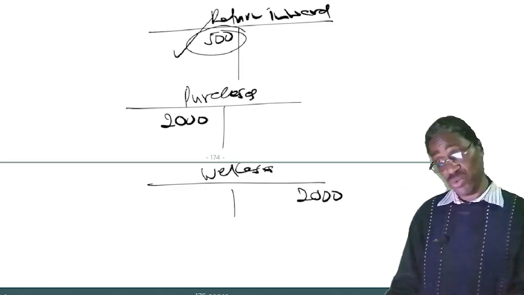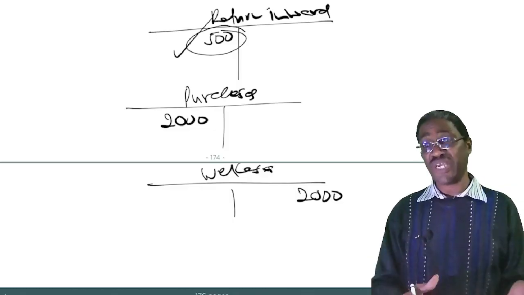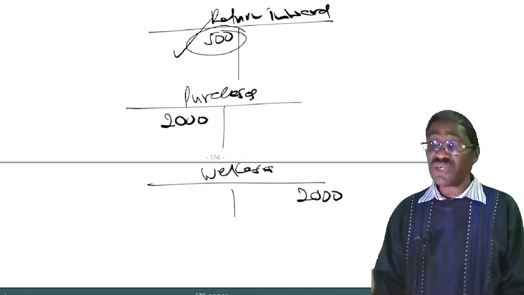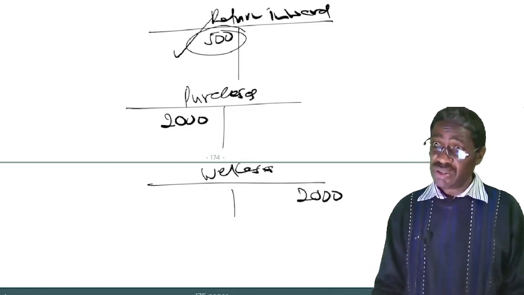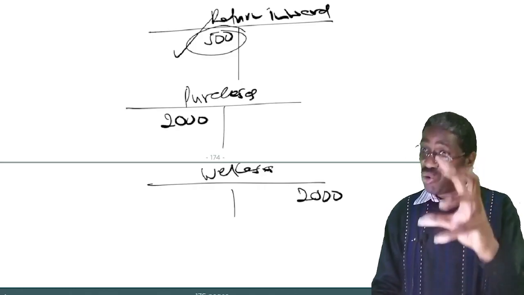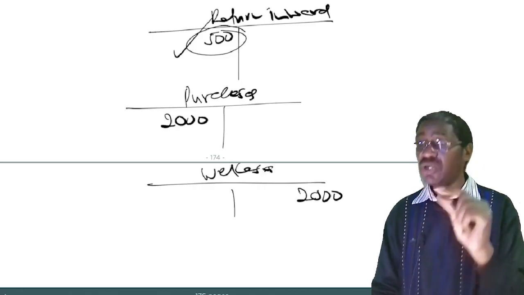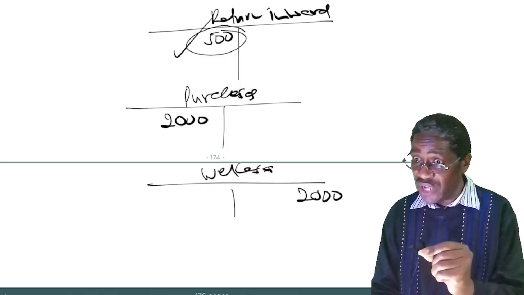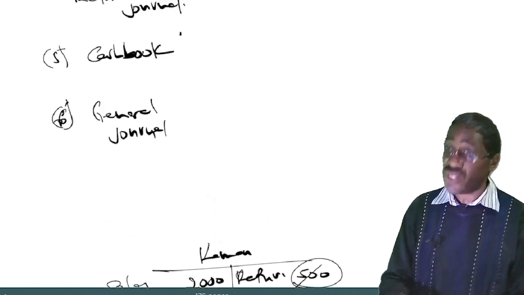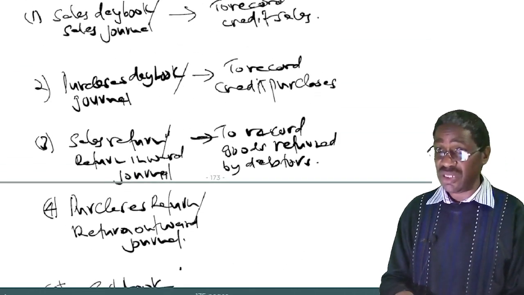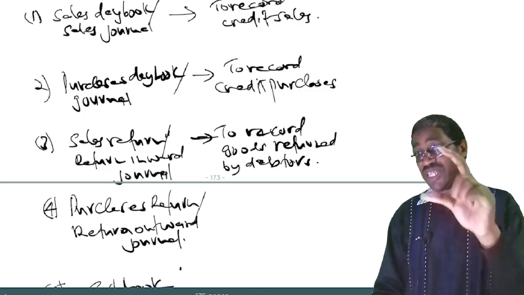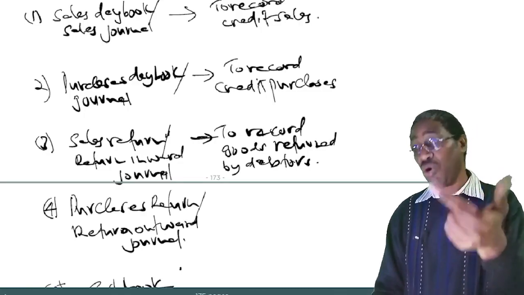But of course I know, listen, before you debited purchases and before you credited Wekesa, that transaction was first recorded in which book? On the book we have called Purchases Journal or Purchases Daybook. We have said it is used to record all the credit purchases. That's number two, sorry. All credit purchases were recorded first in the purchases daybook or journal.